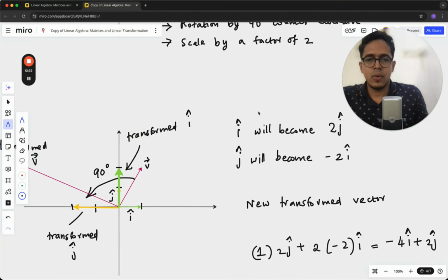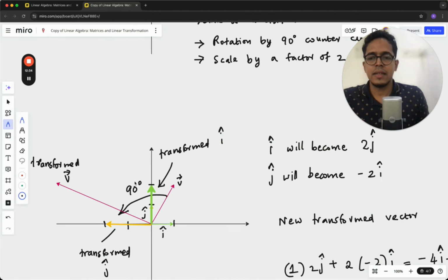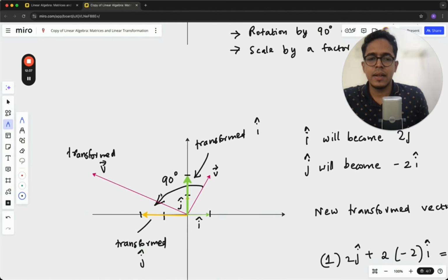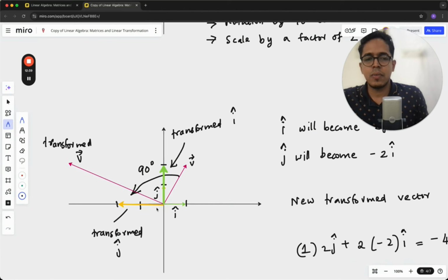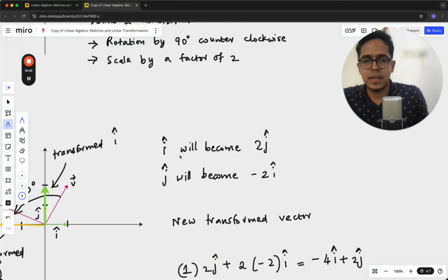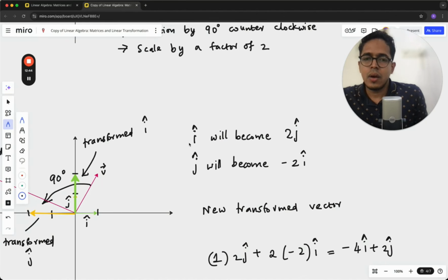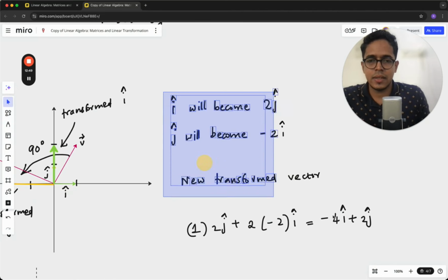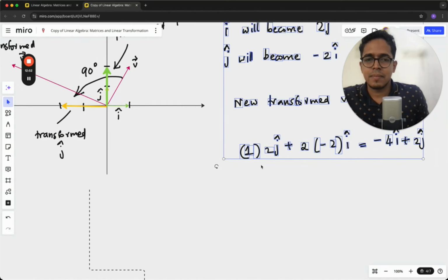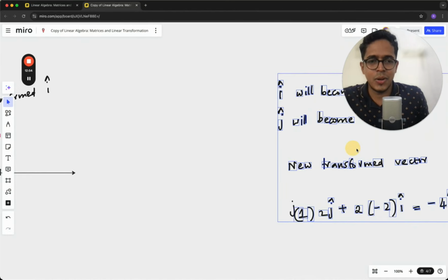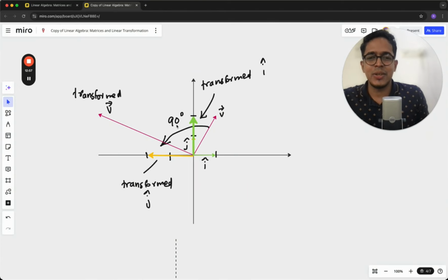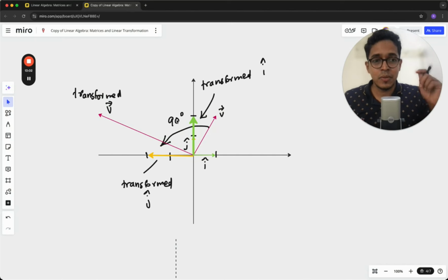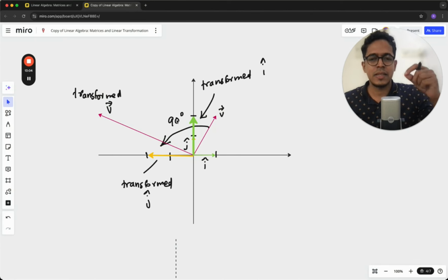So now let us formally represent the vector v once again in terms of the transformed i and transformed j. But before that, let's just write this down. What happened to i? I just want to erase some of these things so that you are not able to see this. Let me move this out of your sight. I'll come back to you to explain the transformation that is happening to vector v in terms of the transformation that happened to vector i and the transformation that happened to vector j.